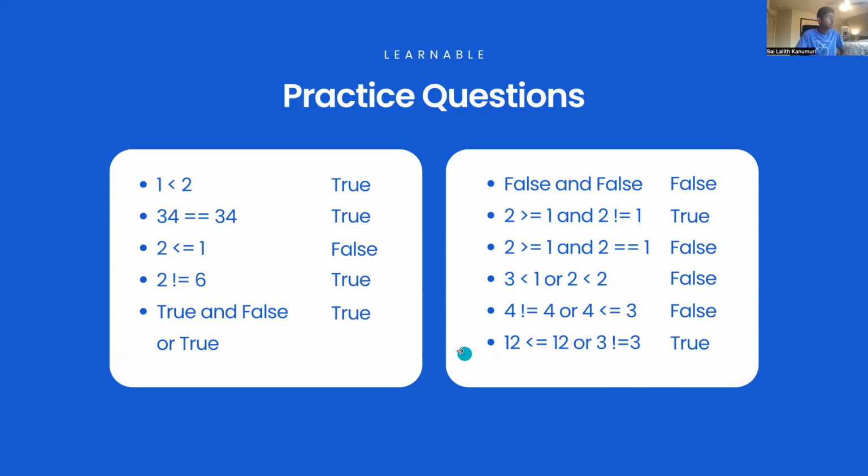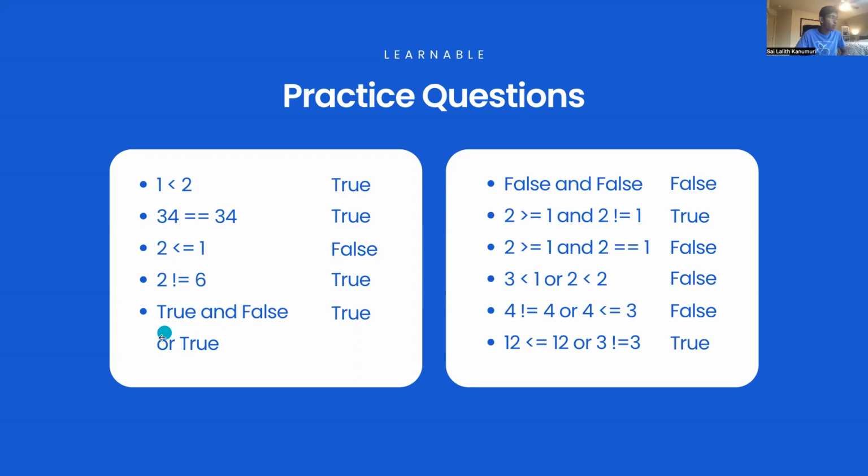Okay, so over here, first problem. 1 is less than 2. Is 1 less than 2? That is true, so this entire statement is true. Next, is 34 equal to 34? That's true. Now, is 2 less than or equal to 1? That is not true because 2 is greater than 1, so it's false. Is 2 not equal to 6? That is true, so it's true.